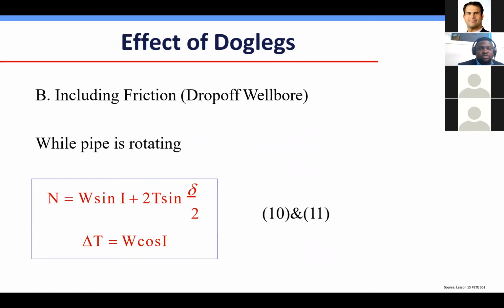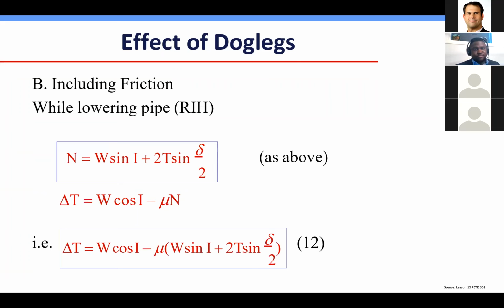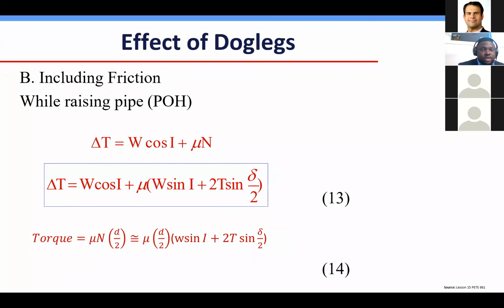The change in tension, then including the impact of friction while dropping, while the pipe is rotating. The tension is still the same. But as you're lowering, you are, of course, as usual, subtracting that friction force, which is the mu N, and then you get the formula that you require. And as usual, the torque is the mu times the normal force times the radius, which is diameter over 2. And the normal force, you just include the normal force equation, and that's what you get for the torque.